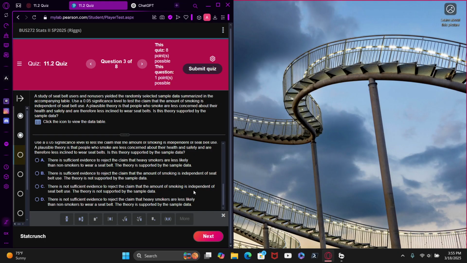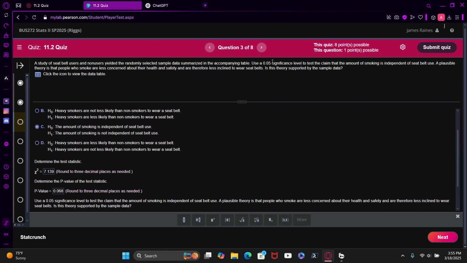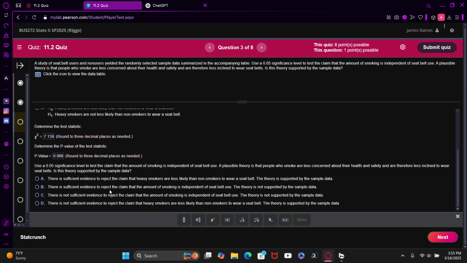Once again, p-value, significance level. So the P is actually high. So if the P is high, the null will fly, which means there is not sufficient evidence to warrant rejection. So it's one of these two.